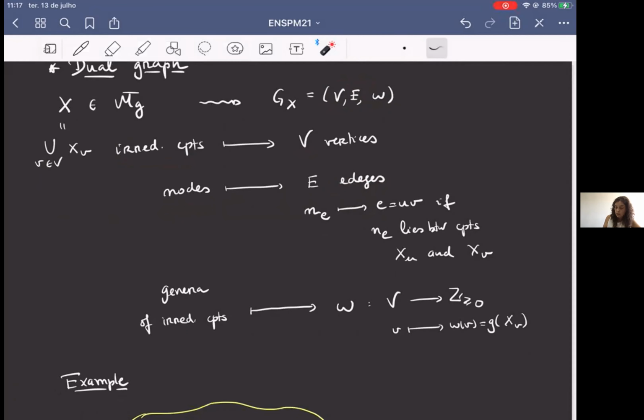a way that if you have a node lying between the components X_u and X_v, then you're going to map your node to an edge, which is going to be incident to the vertices u and v. And then you keep track of the information about the genera of irreducible components by associating to the vertices this weight function, which is going to be just associating to a vertex v the weight, which will be telling you what's the geometric genus of the original component.